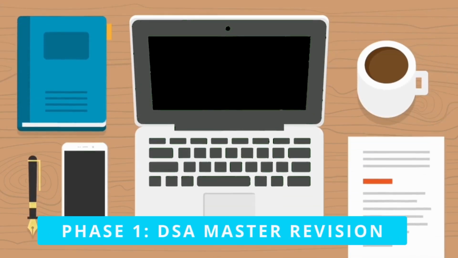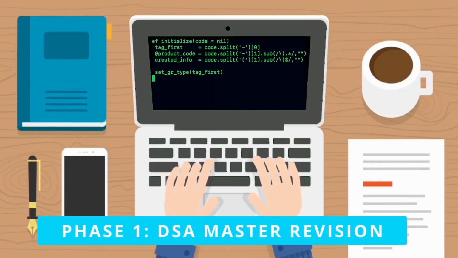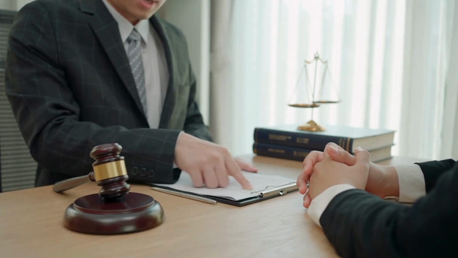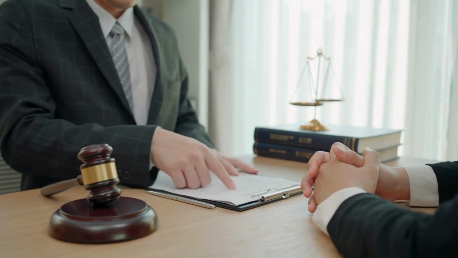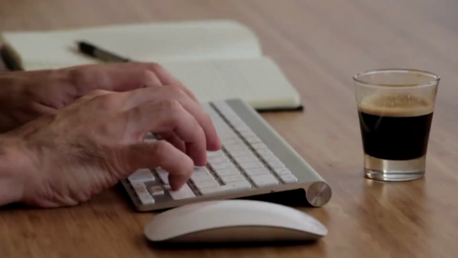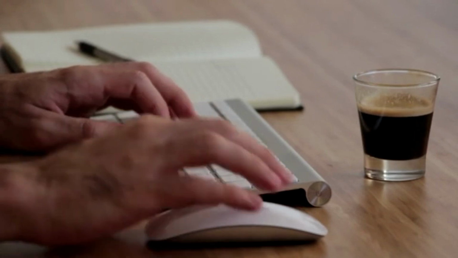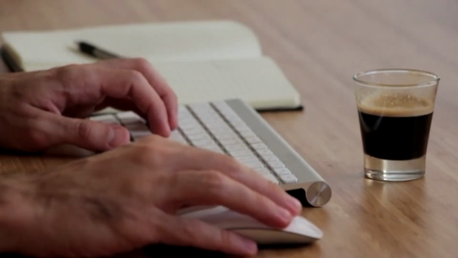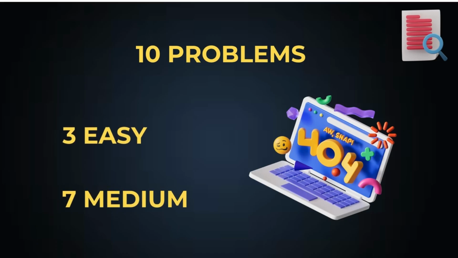Let's kick things off with Phase 1, DSA master revision. We are going all in for the first 20 days. Every day is designed to target one pattern or concept. Whatever topics I'm going to talk about, make sure that you pick up 10 questions from each topic, out of which 3 are easy and 7 are medium.